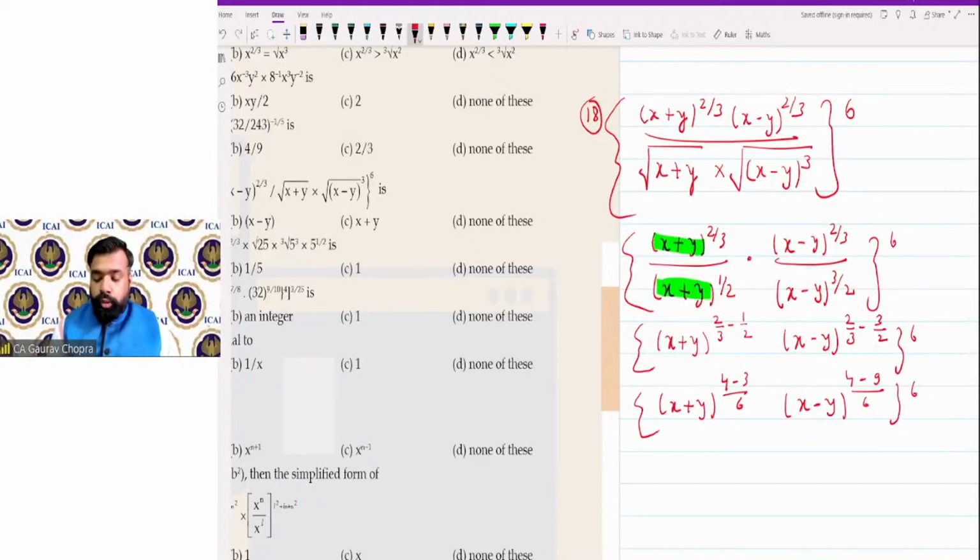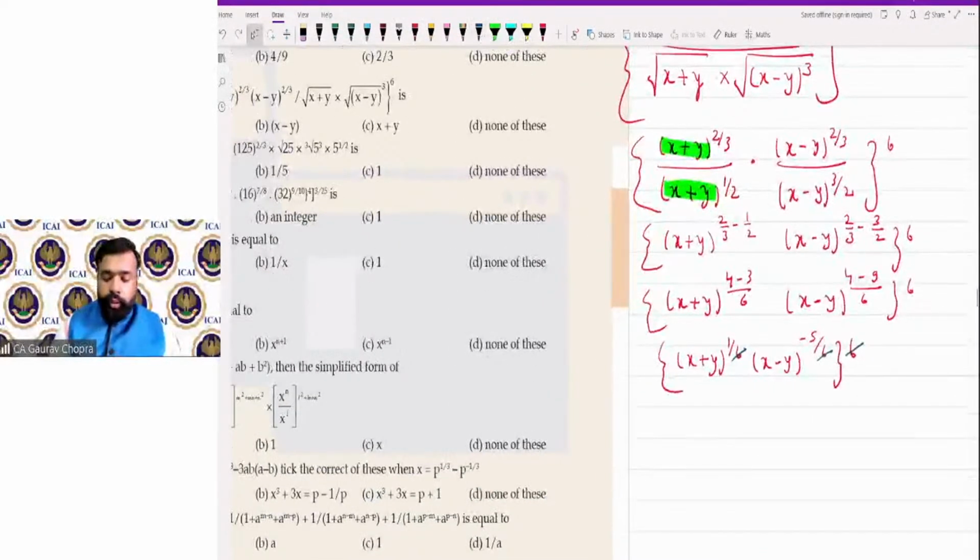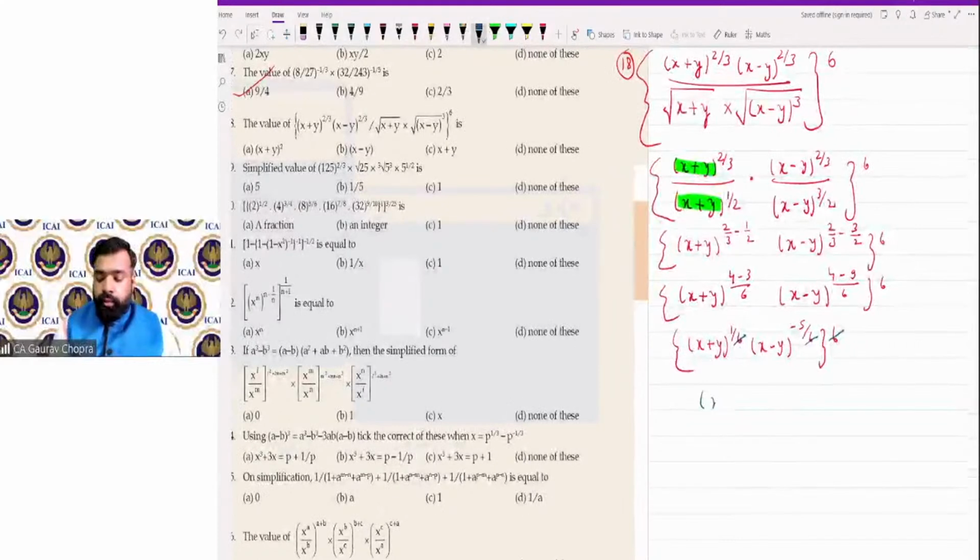So what is left? x plus y to the power of 1 by 6 and x minus y to the power of minus 5 by 6, and then whole to the power of 6. So power 6 will get cancelled with both of them. So you are left with only x plus y to the power of 1 and x minus y to the power of minus 5.